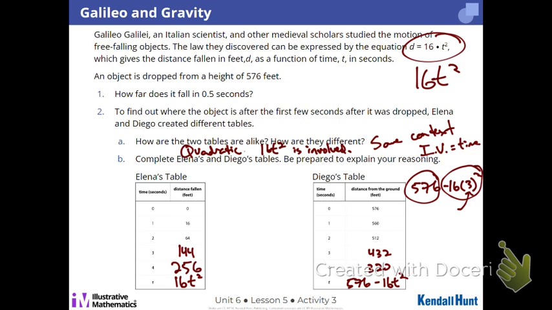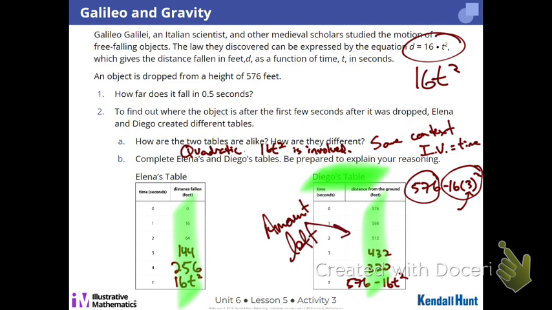So what's different? Okay, so we got an increase versus a decrease. But why is Diego's decreasing? Because it's counting down the feet left. This is the amount left, and this is the amount traveled, or amount fallen, right? Same context, different variable tells us different things.